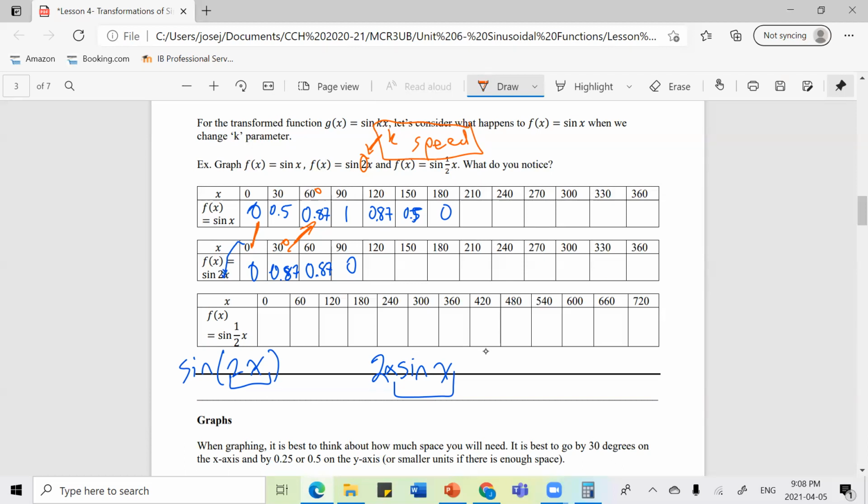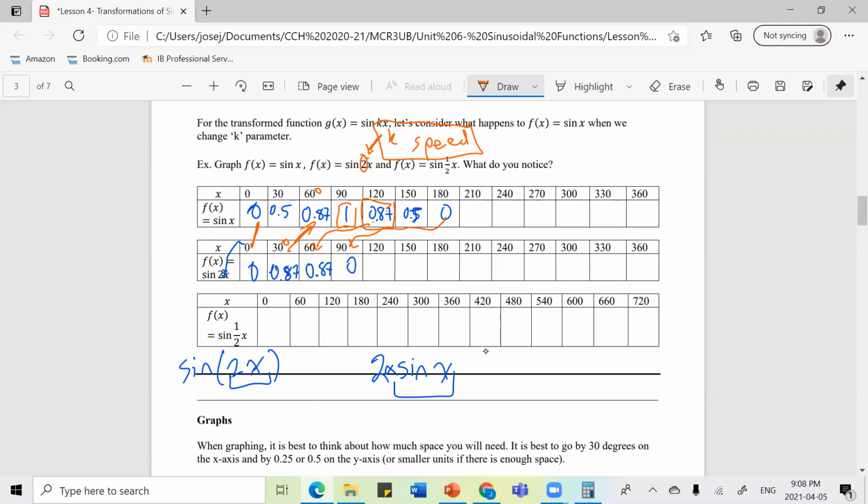So again, if you're moving twice as fast, think about it as running, right? If you're running twice as fast as someone else in a race, you're going to reach the same milestones, except that you're going to reach them in half the time as the other person because you're moving twice as fast. So for a couple more examples, I'm reaching the y value of 1, but I'm going to reach it at 45 degrees instead of at 90 degrees. I'm going to reach the y value of 0.87 in half the time, which is 60 degrees instead of 120 degrees. And of course, I'm going to reach the y value of 0, but instead of reaching it at 180 degrees, I'm going to reach it at 90 degrees.